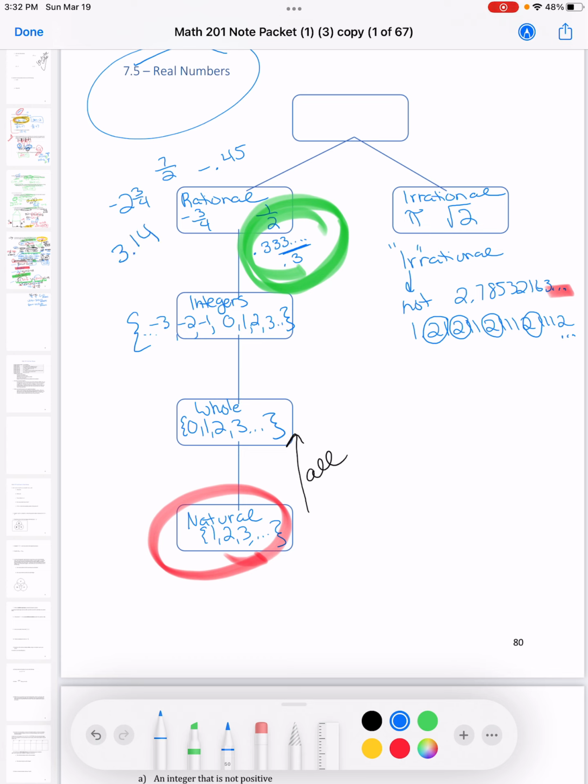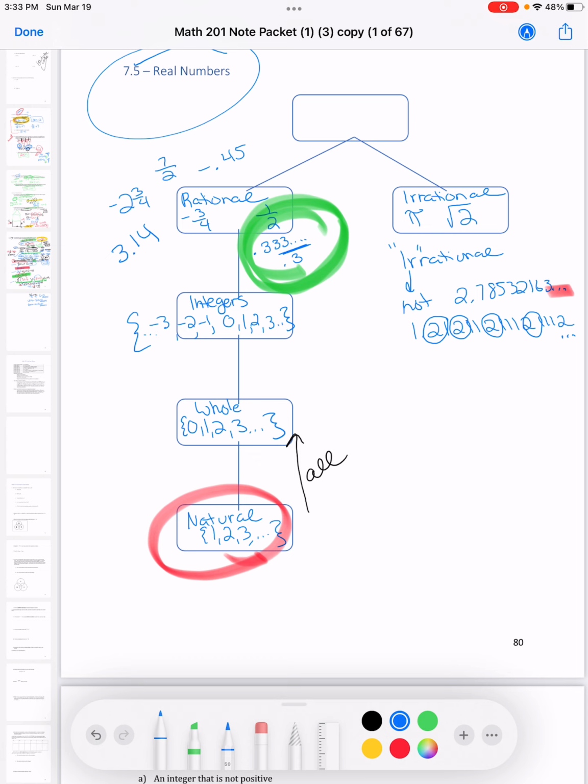And any decimal that stops, even if it's 3.14, is rational. Because pi technically is not 3.14. It is a number that goes on and on and on forever. We're lazy, so we say 3.14. But pi is millions and millions of digits long. 3.14 is just 3 digits long, so it is rational.